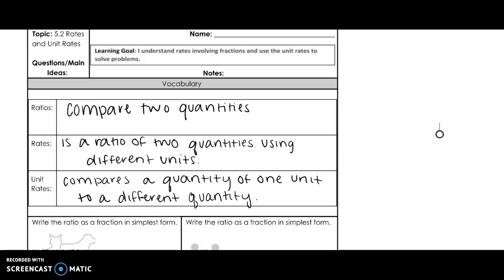And so a rate is a ratio of two quantities using different units. And so a rate might be, what is the price for 6 sodas, right? So we're looking at the price of something and then 6 sodas. A unit rate compares a quantity of 1 unit to a different quantity. And so this is like looking at, okay, well, what is the price for 1 soda?